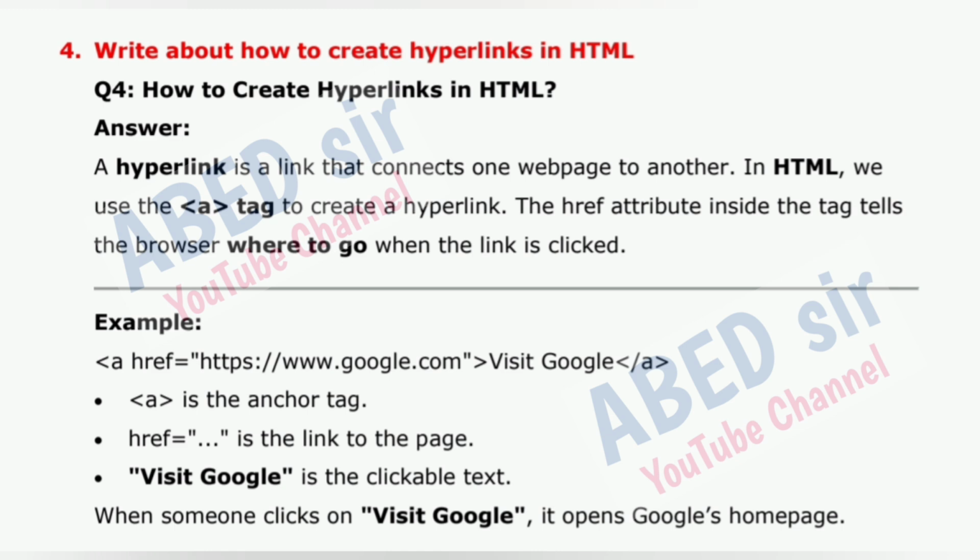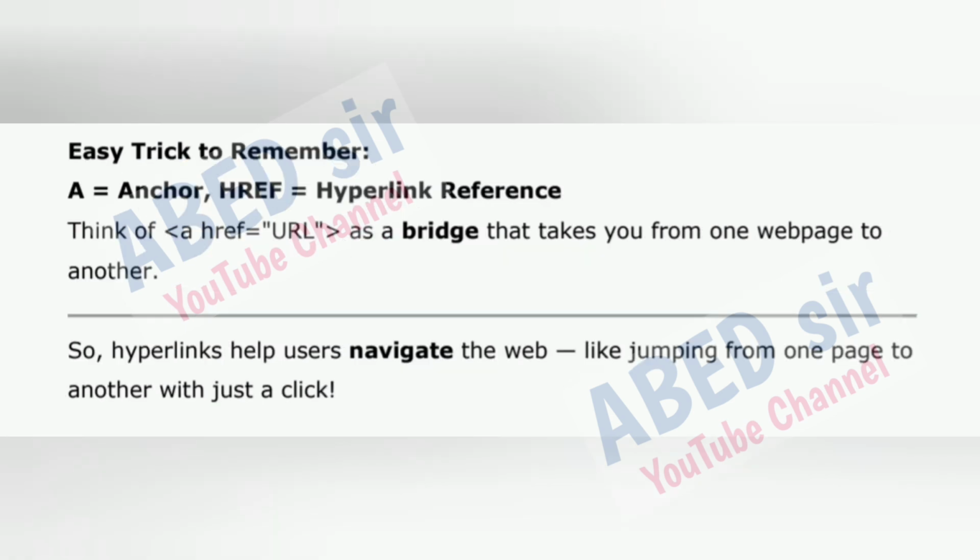Example. a href is equal to https://www.google.com. Visit Google a. A is the anchor tag. href is equal to the link to the page. Visit Google is the clickable text. When someone clicks on Visit Google, it opens Google's homepage. Easy trick to remember. A is equal to anchor, href is equal to hyperlink reference. Think of a href is equal to URL as a bridge that takes you from one web page to another.